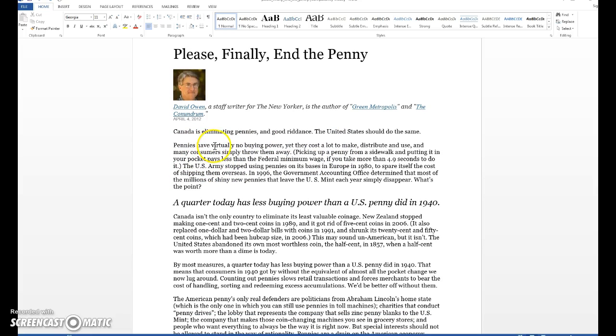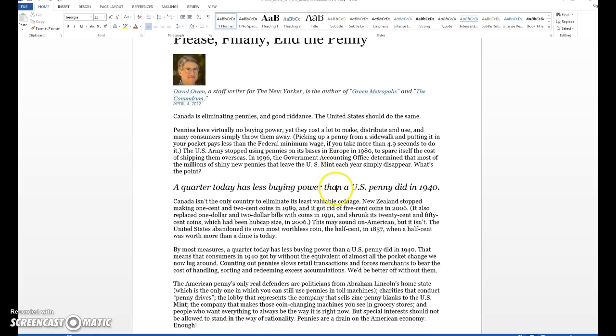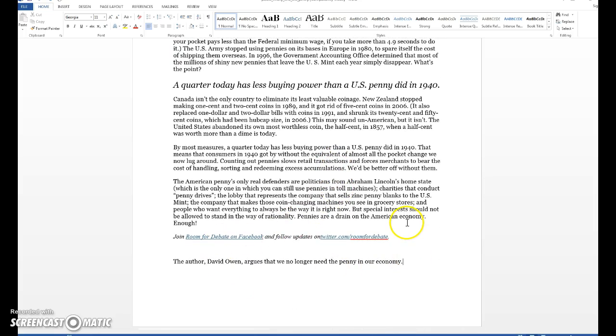Pennies have virtually no buying power. In other words, we can't really buy anything with a penny. Yet they cost a lot to make, distribute, and use, and many consumers simply throw them away. So I would say we've got some reasons right there. Let's go ahead and number those. 1, no buying power. Can't buy anything with them. He goes on to elaborate that a little bit. The second thing he said, they cost a lot to make and distribute and use.